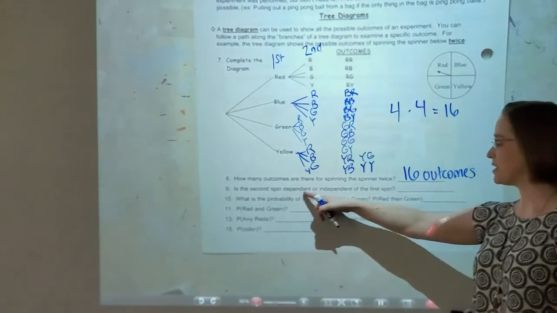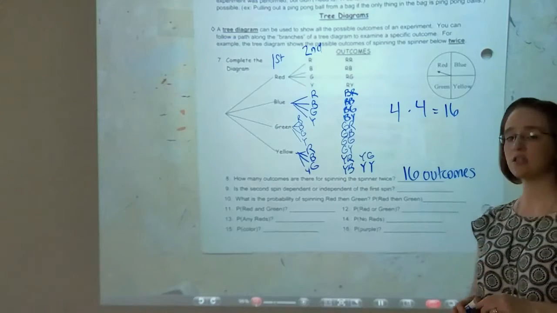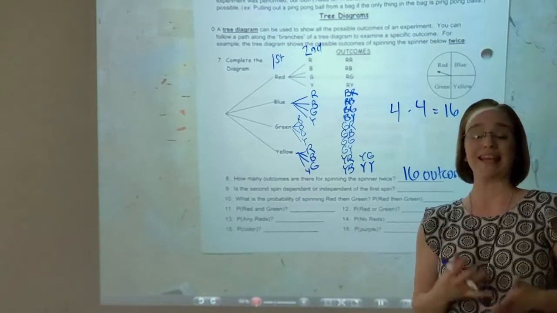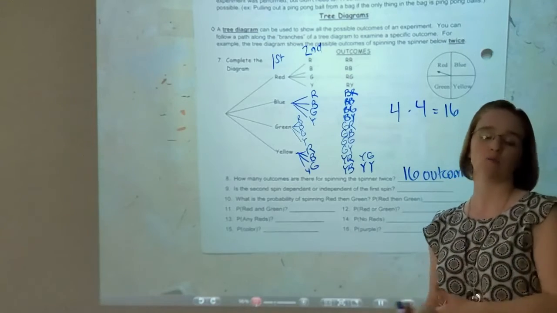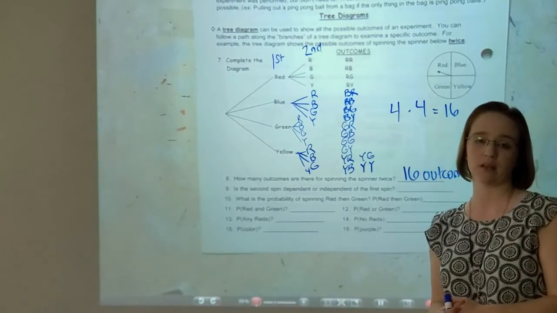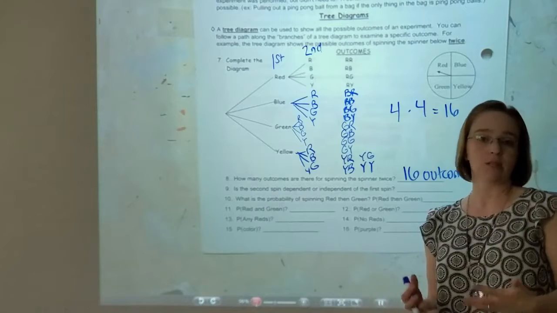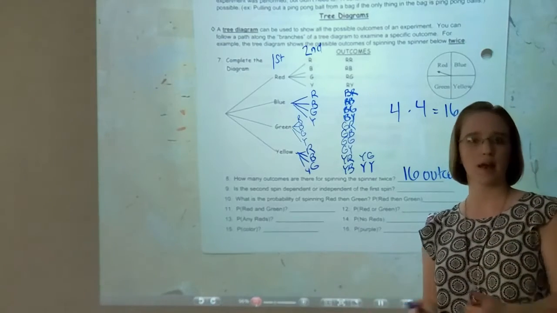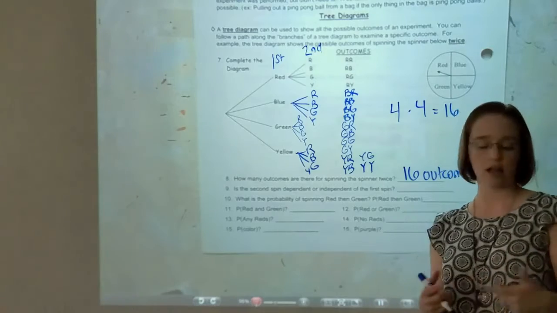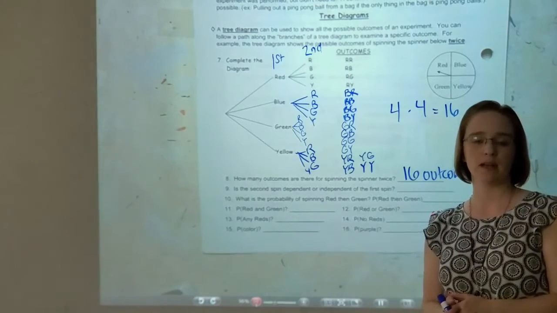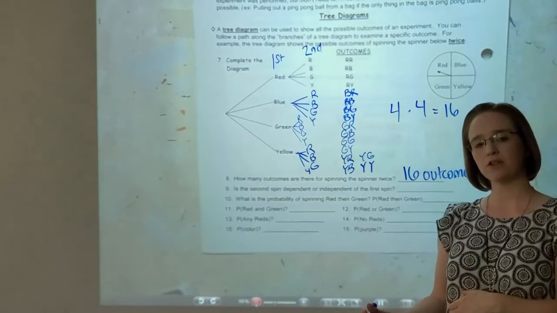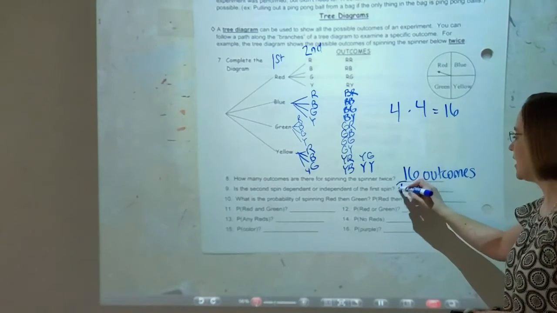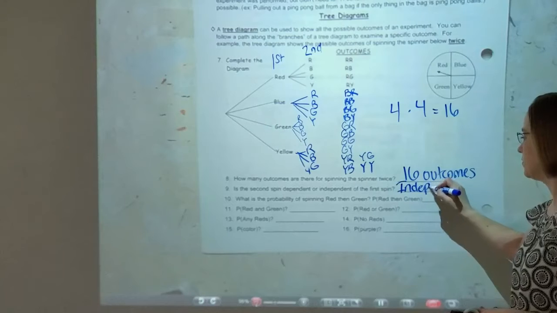Is the second spin dependent or independent of the first spin? Well, did the first spin in any way impact what I could or couldn't get on the second spin? And the answer is no. The spinner doesn't remember. You could get red, red, red, red 4 times in a row. You could get red, green, yellow, blue, and never have a repeat. But the spinner doesn't remember the first result, so it can't possibly impact the second. So they are independent.